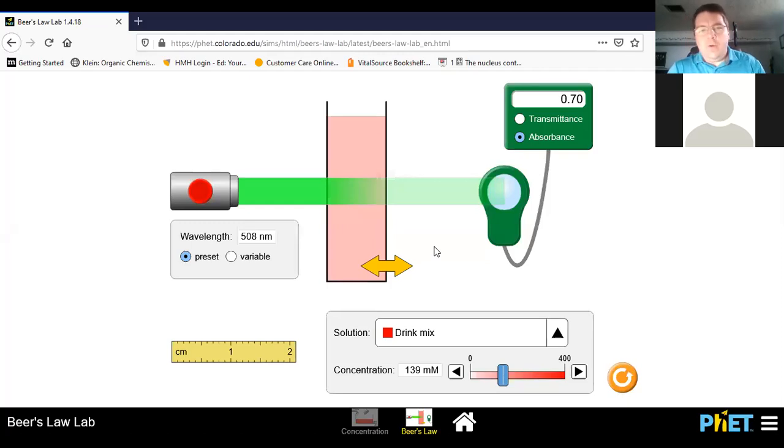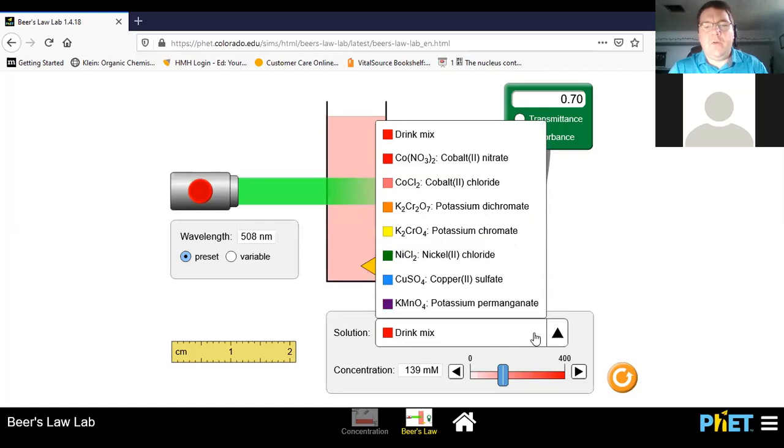Okay, so if you look in the simulation, again, where the solution is listed here is drink mix, click on that list. You can choose from a variety of those. Pick one of those. And then you're going to leave the wavelength set on whatever the preset is. So as you change these, that preset will change, but don't go to variable, okay? Leave it on preset.